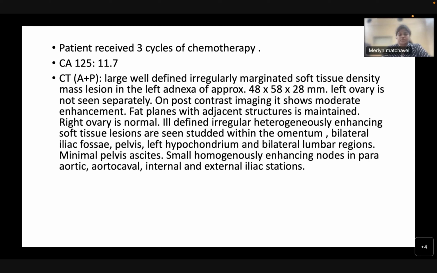One question is what is internal ballottability? How is it different from external ballottability? What you do is you put a finger in the vagina and feel the movement of the mass against it. You will feel it against the finger.